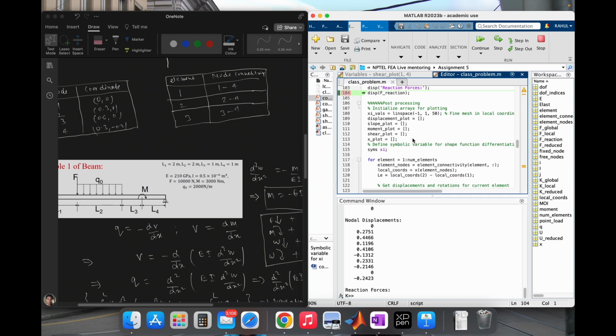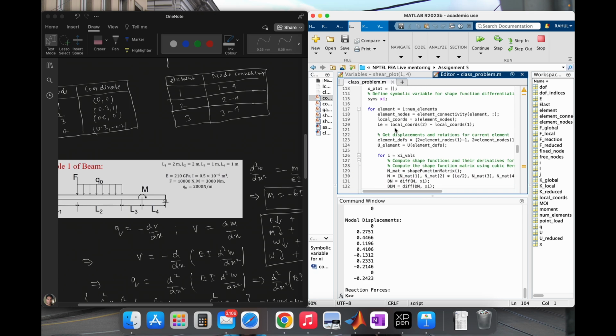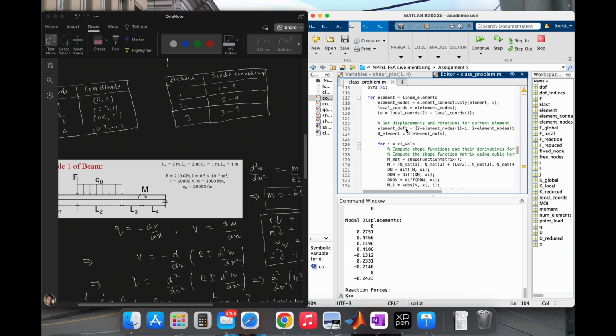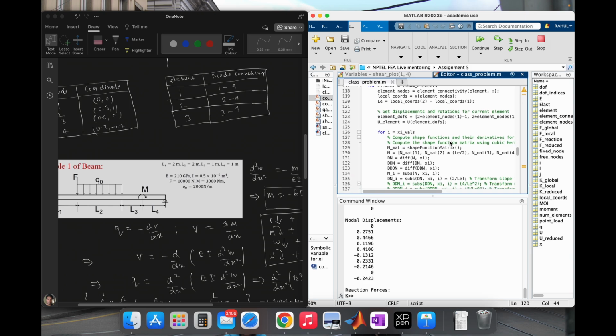For post processing, we know that for each element we need to vary the xi value from -1 to 1. So I have used the linspace function. It will create all xi values from -1 to 1, and it will give 50 such elements. I have also initialized the displacement vector, slope vector, moment vector, shear plot vector and x plot. Here first it will take a local coordinate, then it will calculate the length, that is LE.